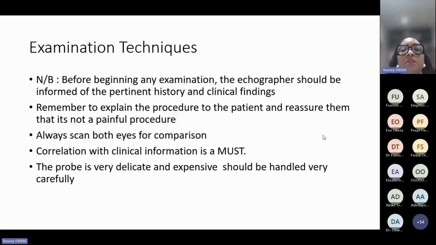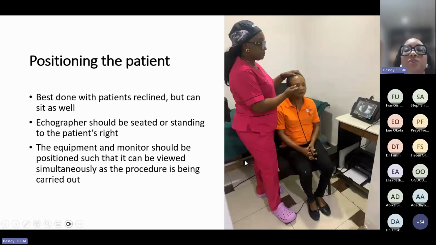Also remember to explain that the procedure is not painful and reassure the patient. Always ensure that you scan both eyes so that you can compare, and be very careful with the probe because it's the most important part and it's very delicate. Typically, the echographer, whoever is doing the scan, should stand to the right of the patient and ensure that you can simultaneously see your monitor while you're scanning, okay? And that's your foot pedal that you use to capture your images.